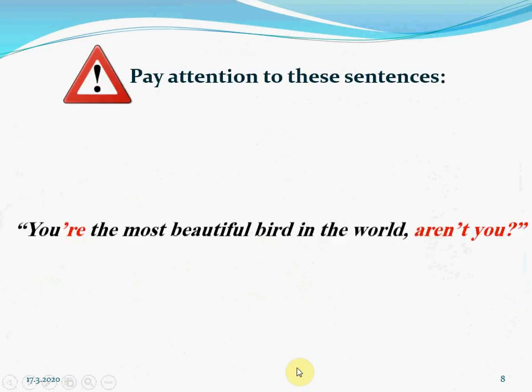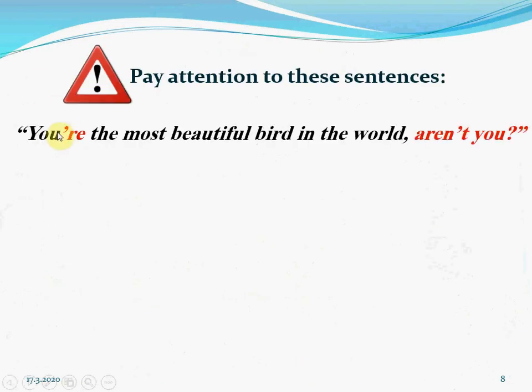Then we have, pay attention to these sentences. Some sentences have an abbreviated form of the main verb. So like this example, you're the most beautiful bird in the world. So the question tag here, the short form of are, so of course it's going to be aren't you. Also the second one, you have a car. So have here is present simple and it's not an auxiliary verb, it's the main verb of the sentence.